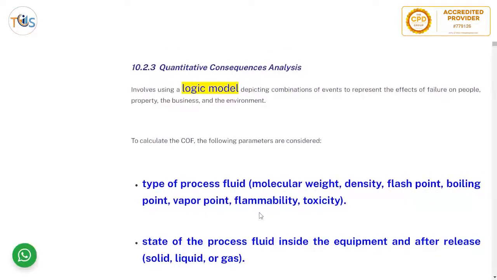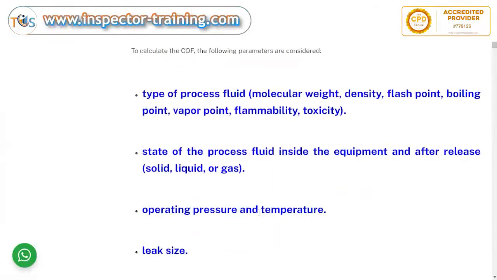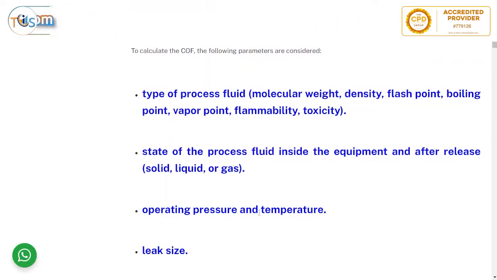Quantitative consequence analysis involves using a logic model, same as probability of failure when you use a quantitative analysis, depicting combination of events to represent the effects of failure on people, property, the business, and the environment. To calculate the COF, the following parameters are considered: type of process fluid, like molecular weight, density, flash point, boiling point, vapor point, flammability, toxicity, so how harmful or hazardous they could be. State of the process fluid inside the equipment and after release, whether it is in solid, liquid, or gaseous shape.